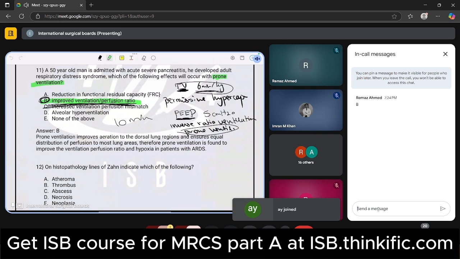Lines of Zahn, on the other hand, are seen with thrombi that are formed in high flow areas, right? So it means that, for example, if someone unfortunately dies, their circulation stops and the blood becomes stagnant in the blood vessels. And there will be clot formation. These clots do not typically have lines of Zahn. That's the difference between a clot and a thrombus.